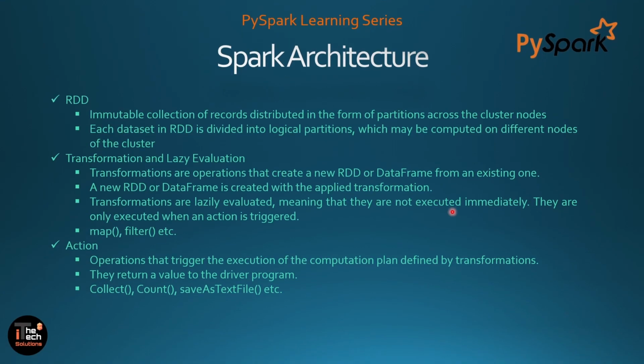Next, we will see RDD, transformation and lazy evaluation and action. So RDD is a collection of your records. Whatever transformation we are doing on any data, it creates an RDD from that. Suppose for the first RDD, we are just reading a set of data, so the first RDD will get created, and that RDD will have the complete data in it.